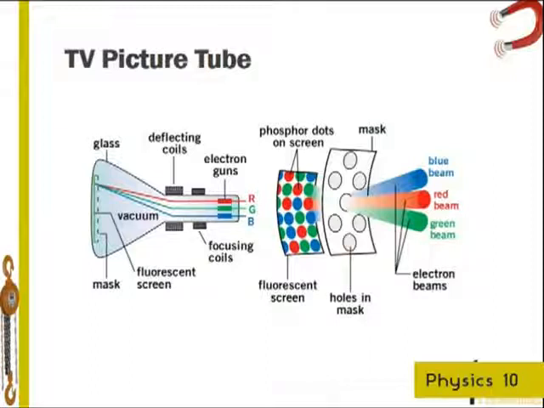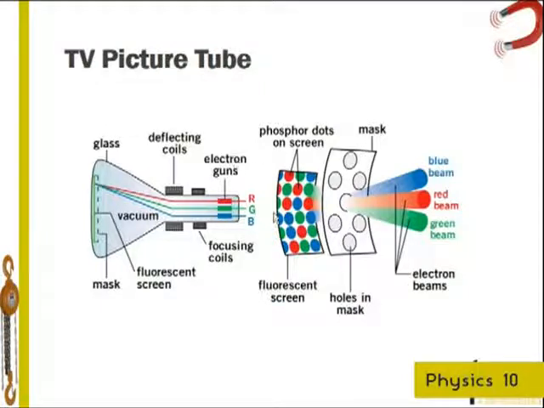Now we're going to have a look at how television pictures are formed. We've looked at how a cathode ray tube works. We've looked at a cathode ray oscilloscope. And now we're going to look at the same principle but applied to television picture tubes.